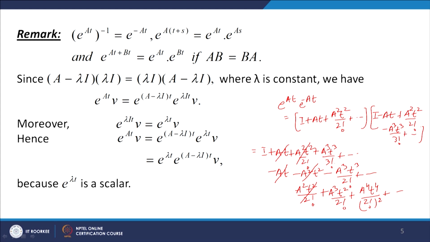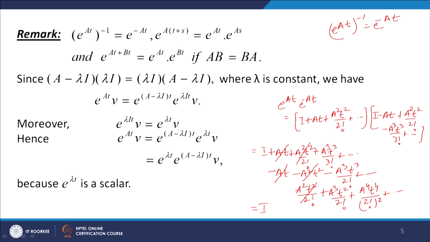Similarly, a cube t cube by 3 factorial, okay, minus a cube t cube by 2 factorial, and then minus a cube t cube by 3 factorial. So what we will get, all the terms will cancel except I, and what we get is e to the power a t into e to the power minus a t equal to I. So we can say that e to the power a t inverse is equal to e to the power minus a t.